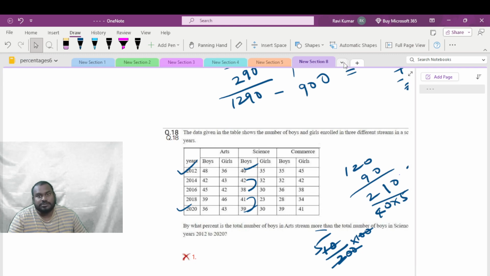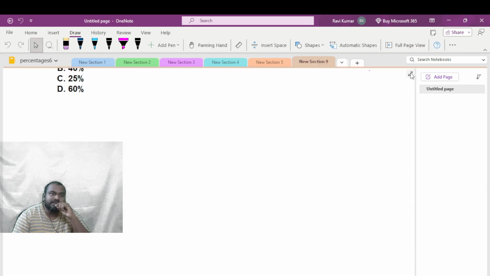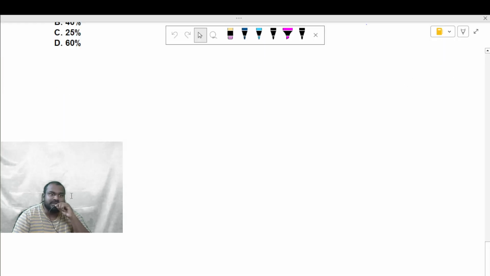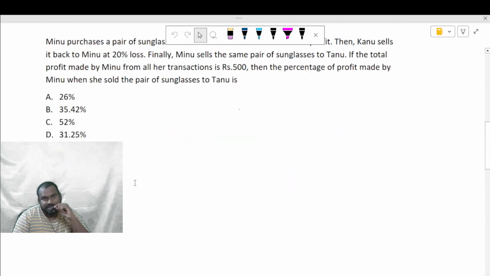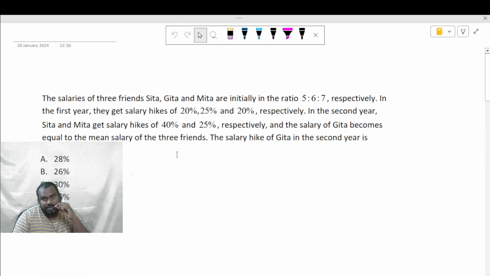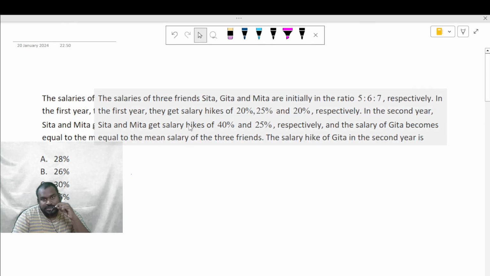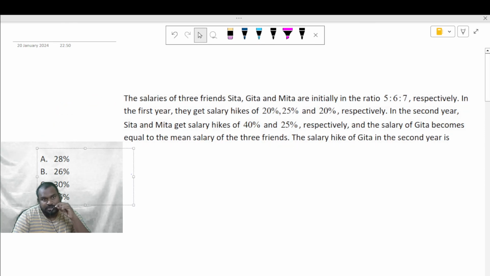So far, we have calculated all the SSC CGL previous year questions from percentages from the years 21, 22, and 23. If you want, you can verify them. I have covered all the previous year questions from percentages from 2021 to 25. Now, these questions are from CAT actually. I picked these questions from CAT.